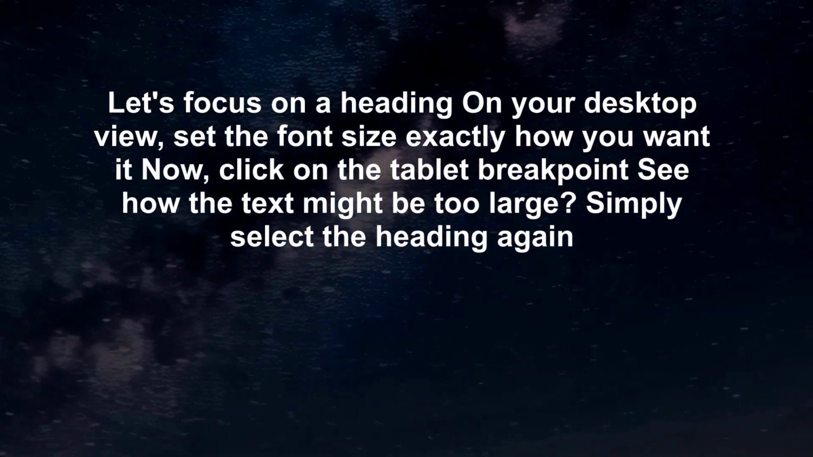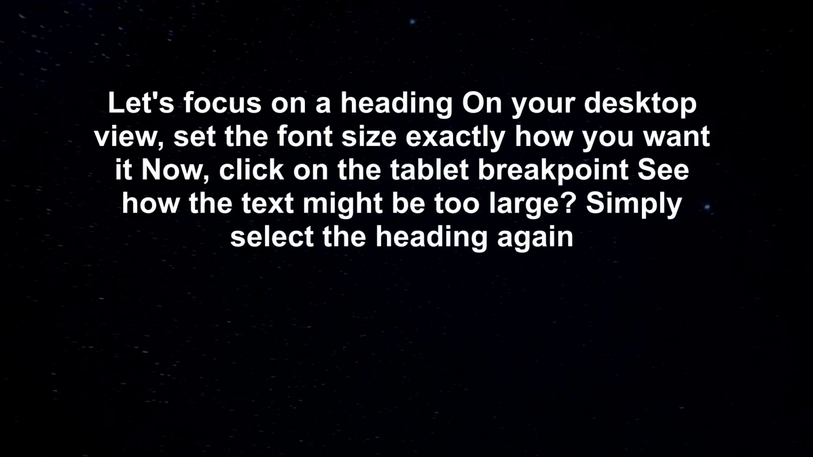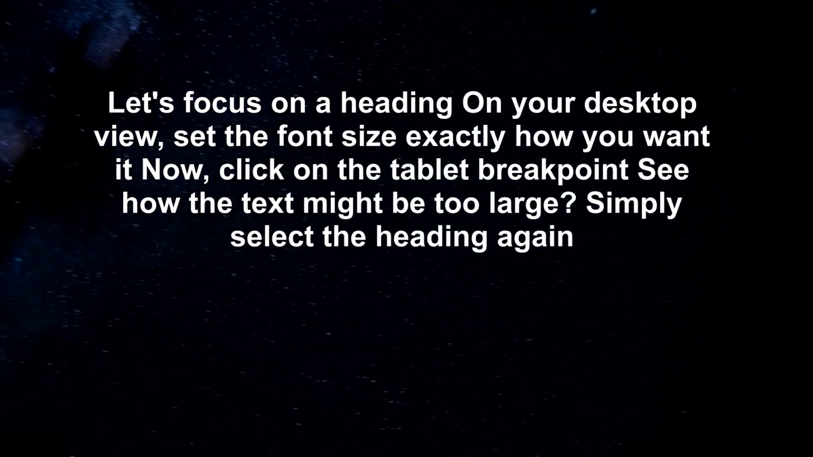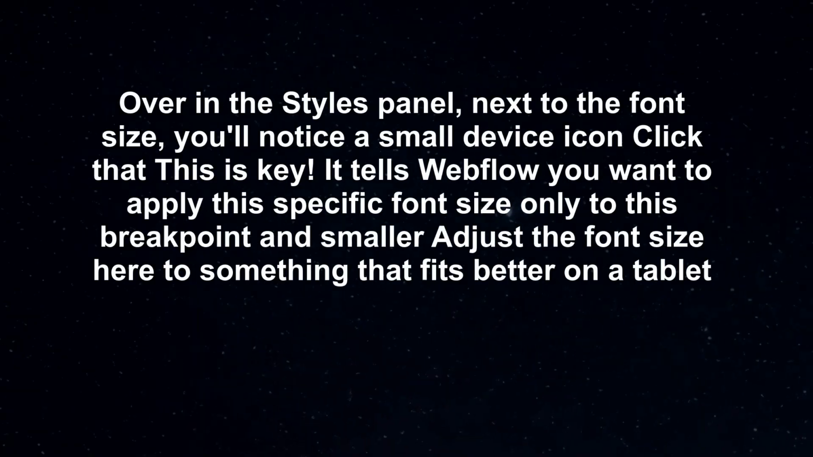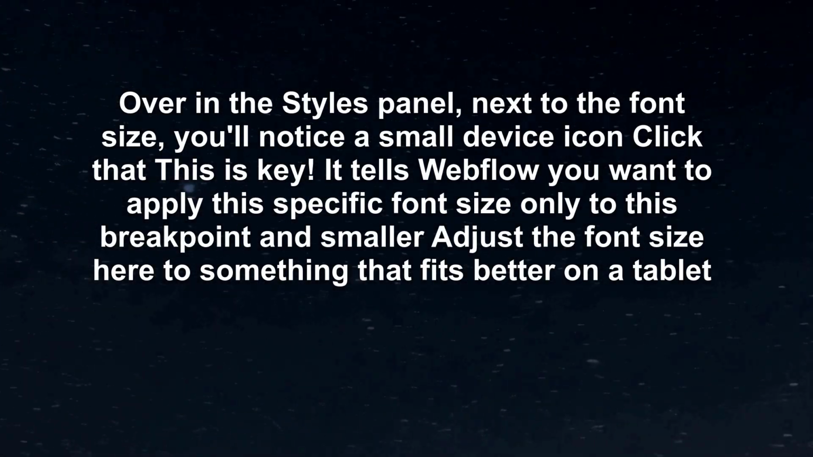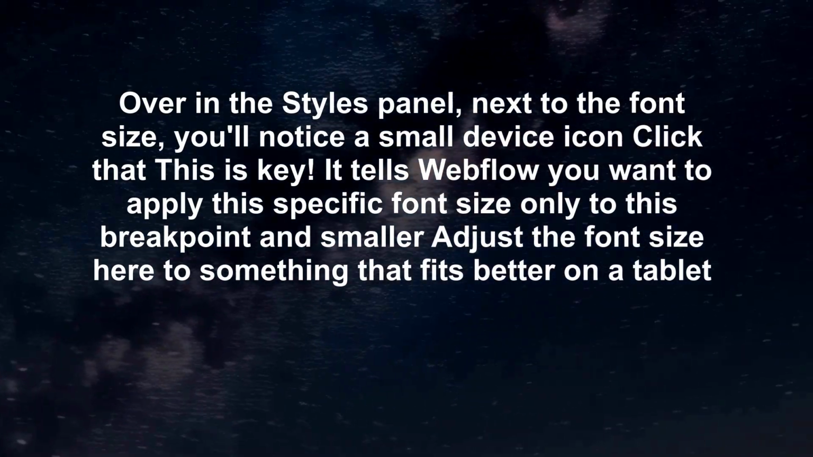Let's focus on a heading on your desktop view. Set the font size exactly how you want it now. Click on the tablet breakpoint to see how the text might be too large. Simply select the heading again. Over in the Styles panel, next to the font size, you'll notice a small device icon. Click that, this is key.